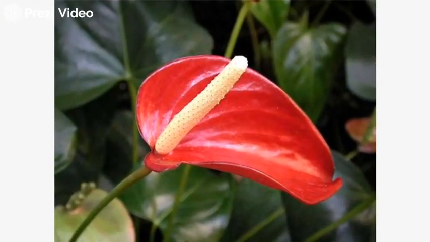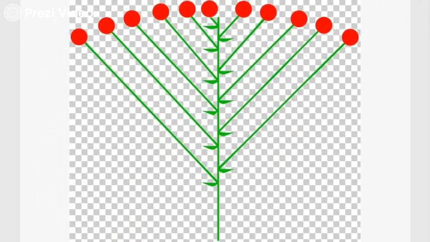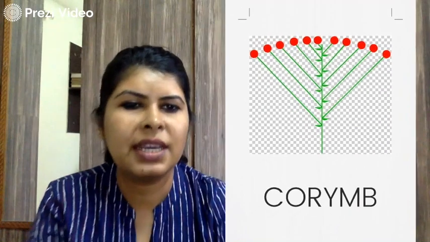The bract is often called a petaloid bract because it is petal-like in function, attracting the pollinators and causing the pollination process. The next type of inflorescence that we are now going to talk about is the corymb type of inflorescence.